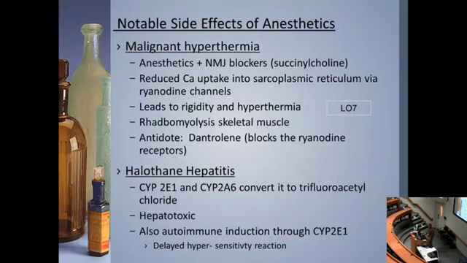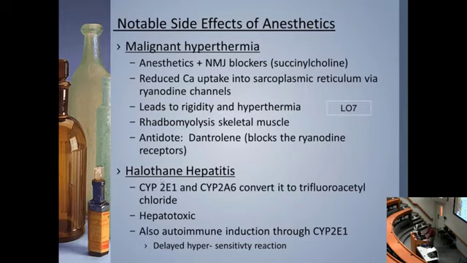Mechanistically, we think it comes from a reduction in calcium uptake into the SR, and we think that it's run by the ryanodine channels. The patient will be really rigid, and of course hyperthermic. If it goes on for a long time, you can see rhabdomyolysis, which is really coming from skeletal muscle breakdown from that sustained rigidity. So there's an antidote, of course. We can give dantrolene, which will block those ryanodine receptors.